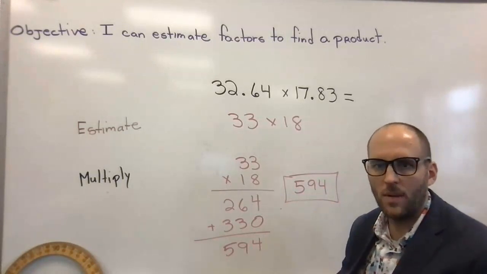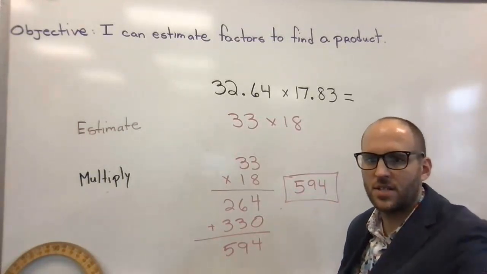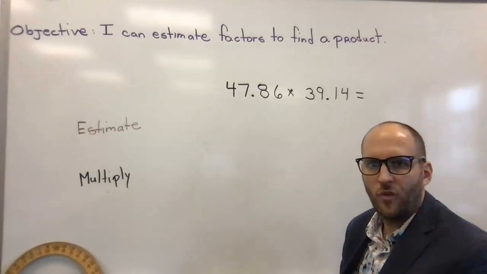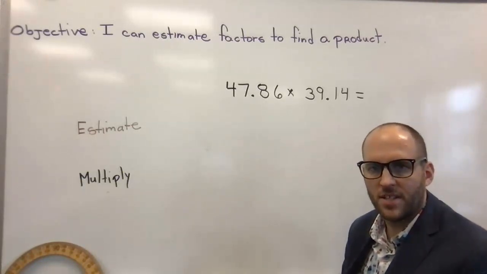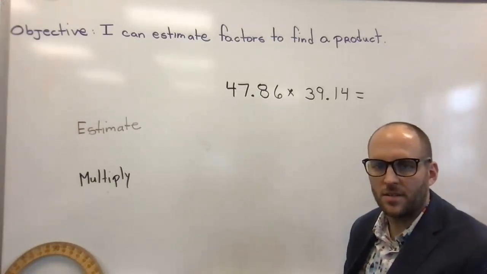Let's do one more problem just like this. We have 47 and 86/100 times 39 and 14/100. Do your best math and estimating, and let's see what you come up with for a product.